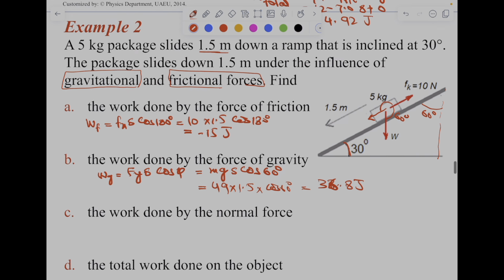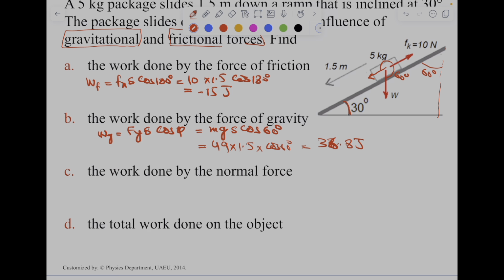That is 36.8 joules. Okay, then the work done by the normal force is N s cosine of phi due to normal force, and this is the angle between the normal force and the motion, which is 90. So cos 90 is 0, and this work done is 0.